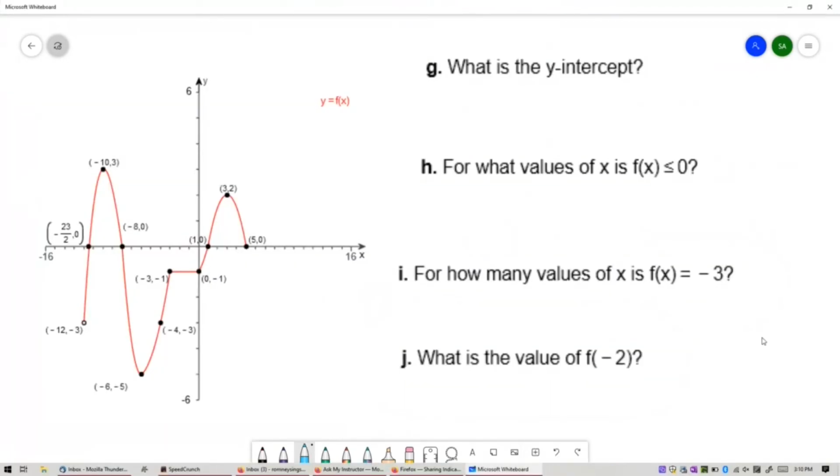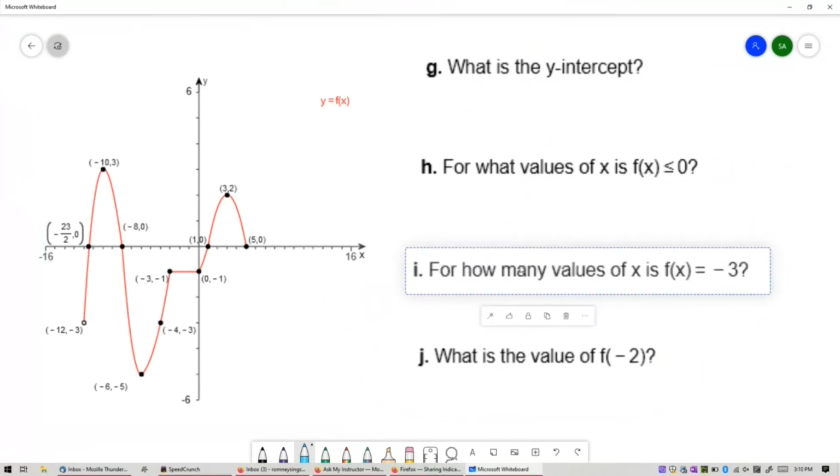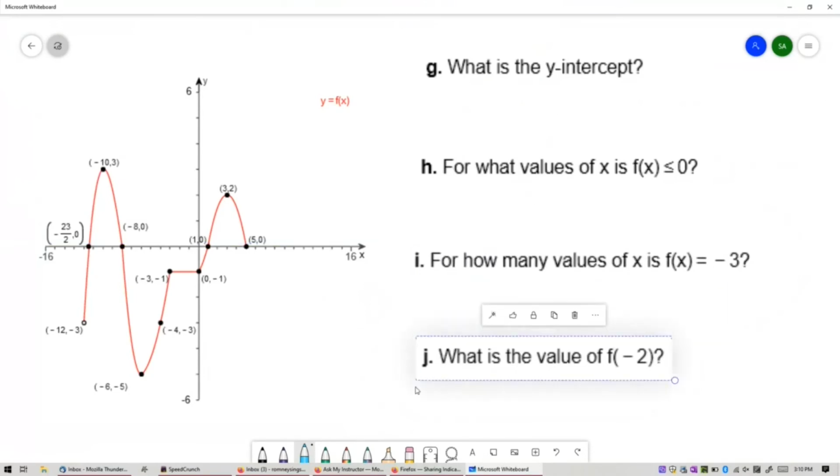Okay, so here we have what is almost like a continuation of the last example. However, the graph is a little bit different. So we have the graph on the left, and we want to answer these questions about the y-intercept. For what values of x is f of x less than or equal to 0? For how many values of x is f of x equal to -3? And what is the value of f of -2?